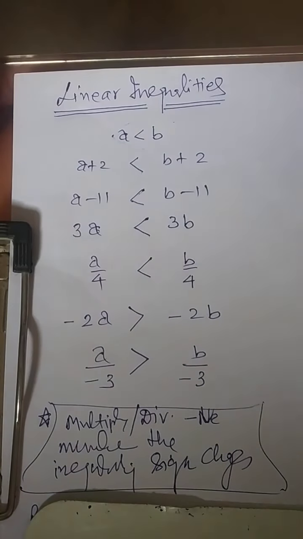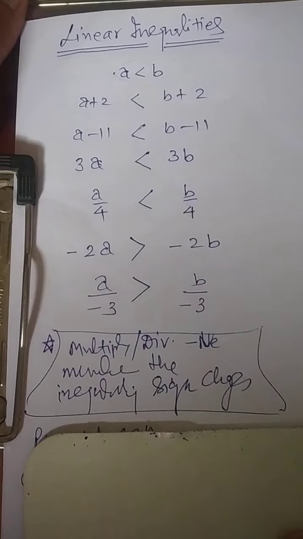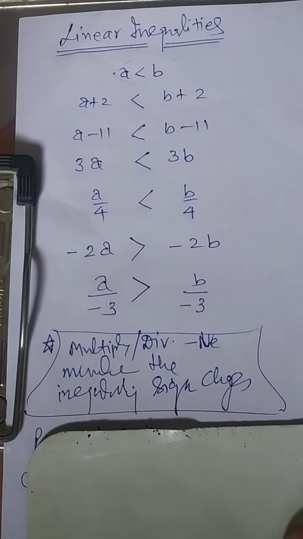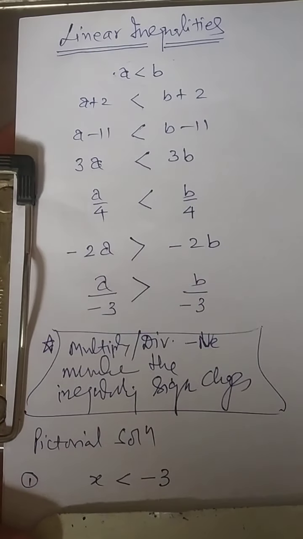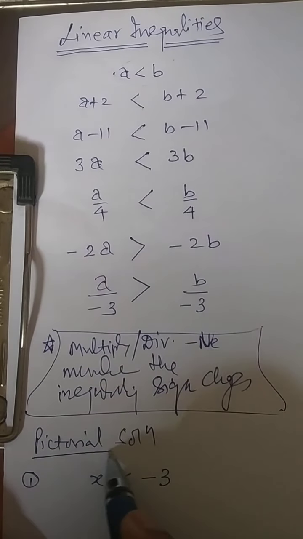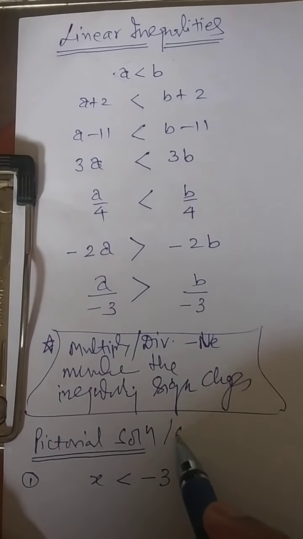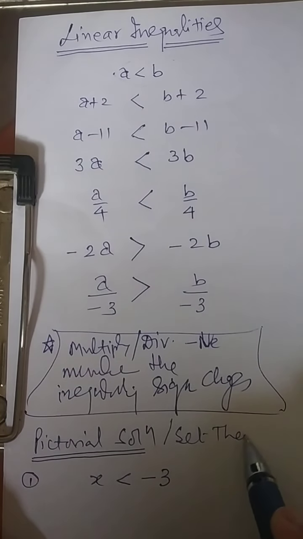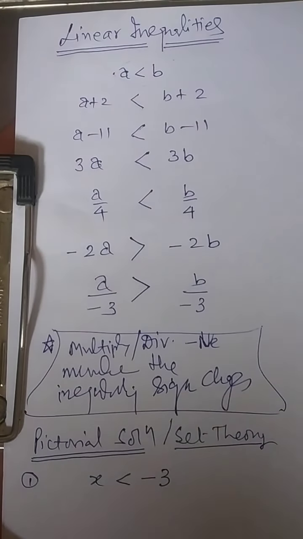Okay. Now another fact. Whenever you are solving any linear inequations, you are getting some conditions. That is to be written in pictorial form. We'll talk about both the pictorial solution and the set theory solution. What is meant by that I will be explaining. Let us look at the first question.